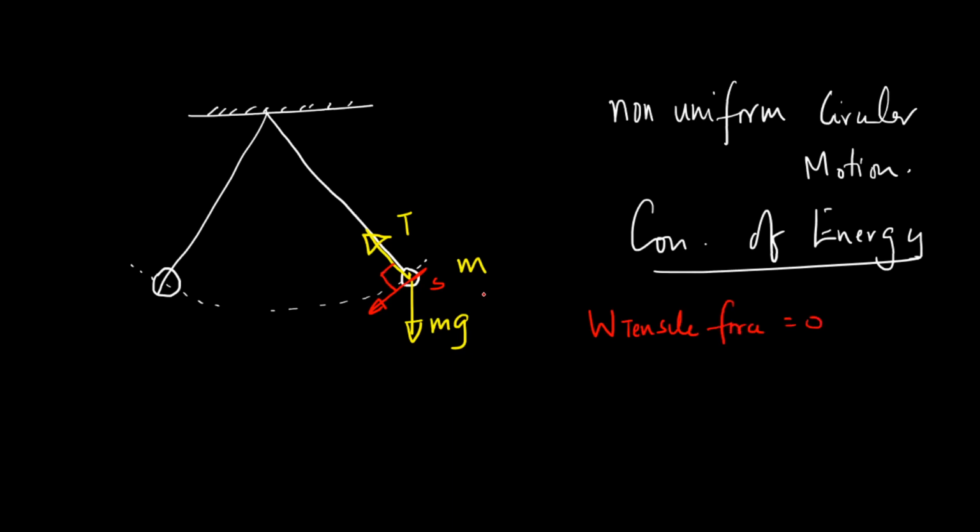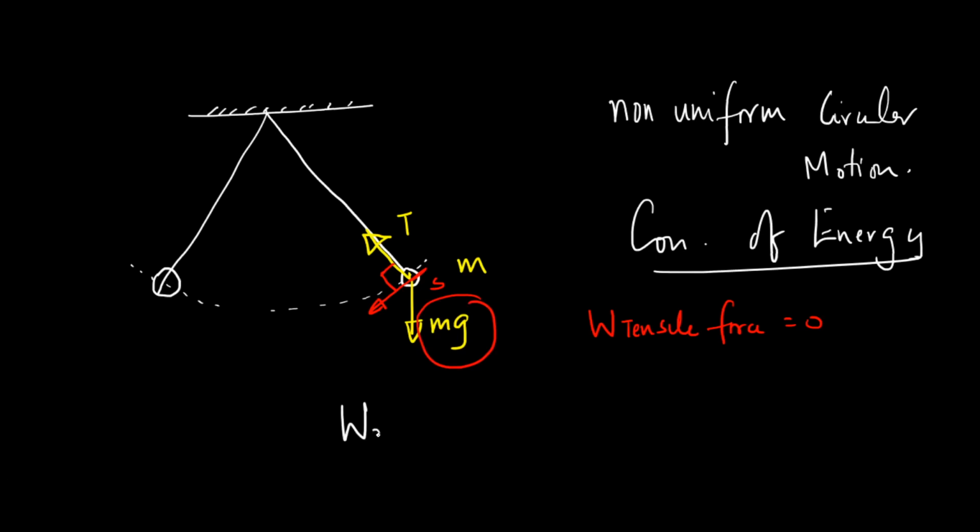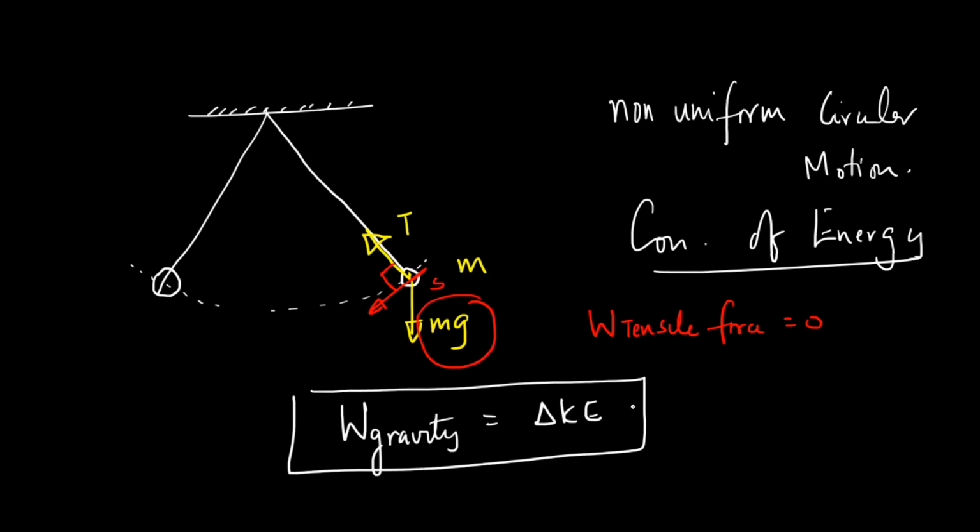Now that leaves gravity, and it is easy to calculate the work done due to gravity because it does not depend on the path. So one way to write the whole thing is work done by gravity is equal to the change in kinetic energy, and we've used this simple relationship to solve some interesting problems. But we can also write this as kinetic energy plus potential energy is equal to constant, because there is no friction and the forces are conservative.